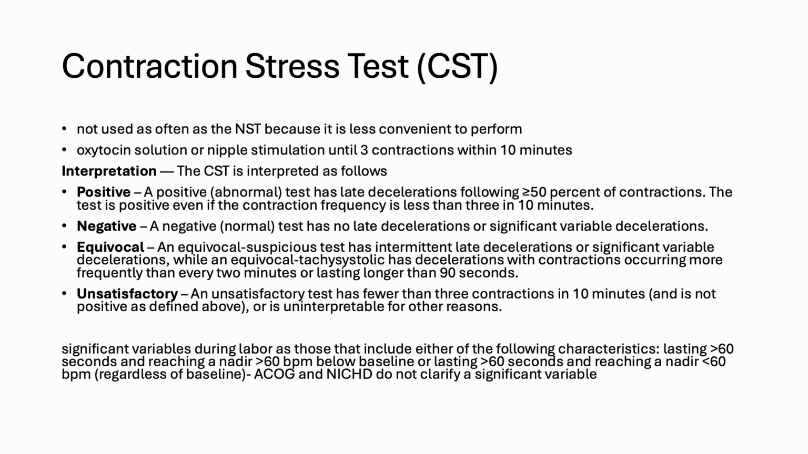So a contraction stress test is not as often used as an NST because it's less convenient to perform. You have to have oxytocin or nipple stimulation until you have 3 contractions in a 10-minute period. When we interpret, the CST is interpreted either as positive, which in this case is abnormal.